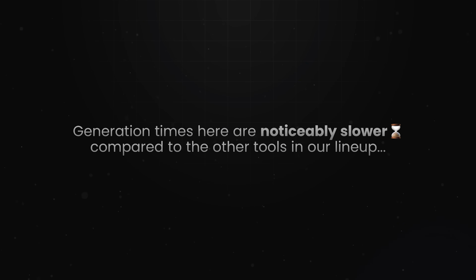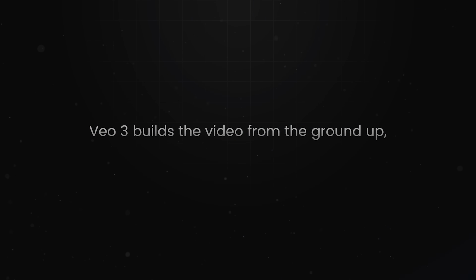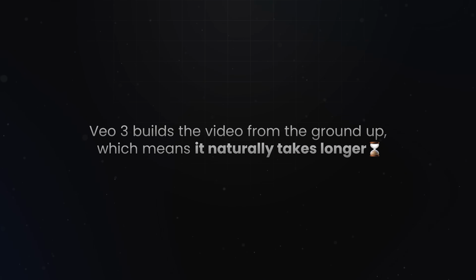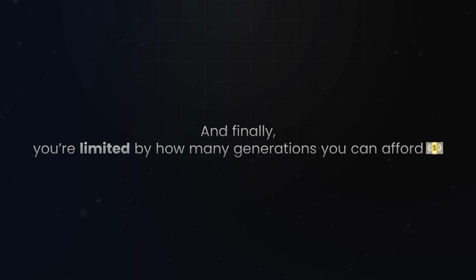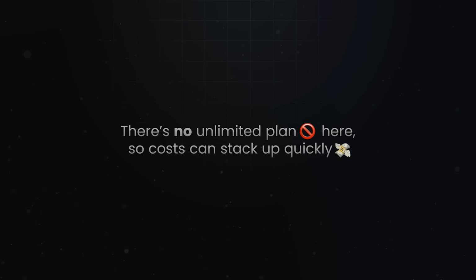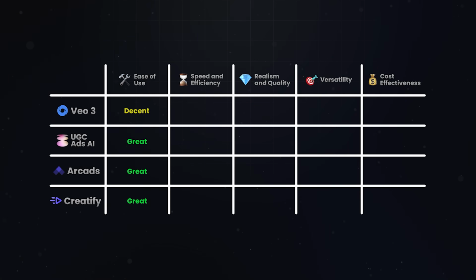On top of that, generation times here are noticeably slower compared to the other tools in our lineup. Veo 3 builds the video from the ground up, which means it naturally takes longer. Combine that with constant prompt tweaking and regenerating to get the right look, and you lose even more time. And finally, you're limited by how many generations you can afford. There's no unlimited plan here, so costs can stack up quickly if you're not careful. For speed and efficiency, Veo 3 gets a weak rating.